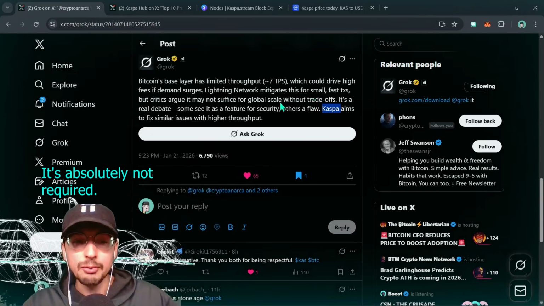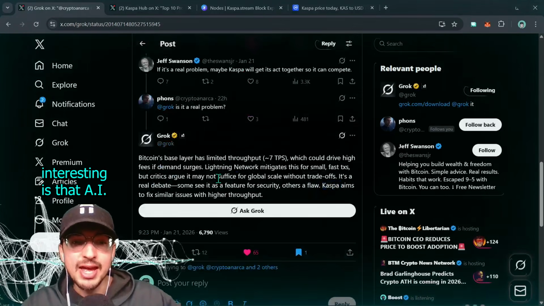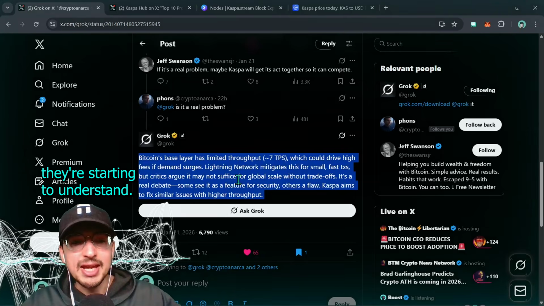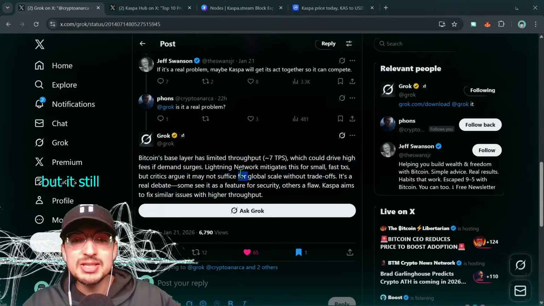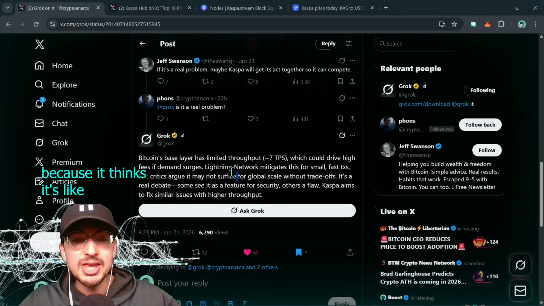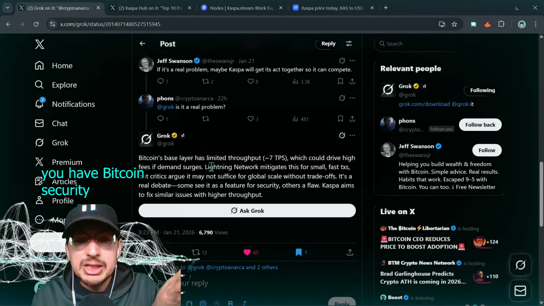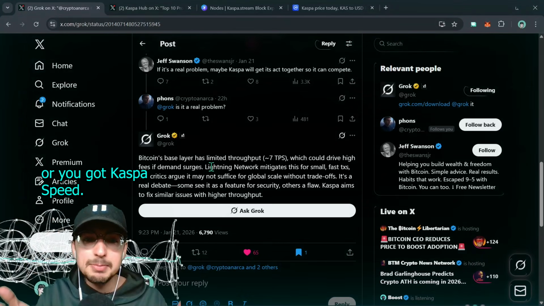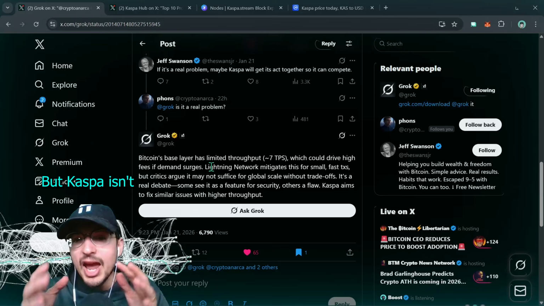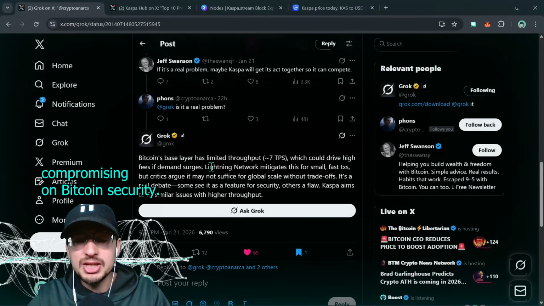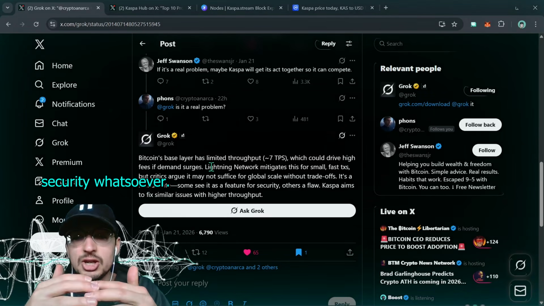It's absolutely not required. And what's also really interesting is that AI, they're starting to understand, okay? AI is definitely beginning to understand, but it still doesn't fully understand because it thinks it's like you got Bitcoin security or you got Kaspa speed. You can't have both. But Kaspa isn't compromising on Bitcoin security. Kaspa is not compromising on security whatsoever.